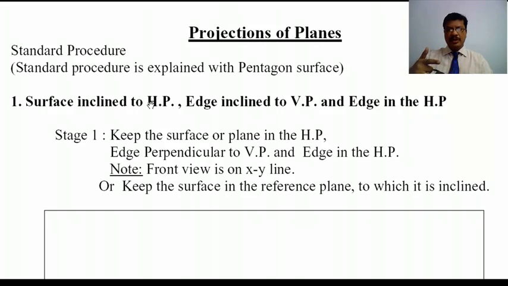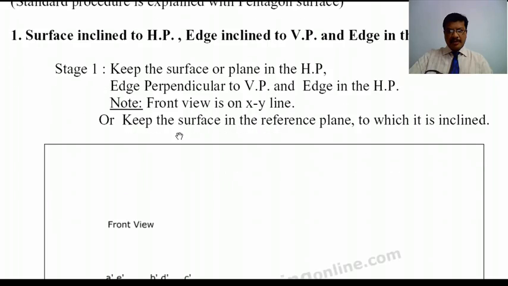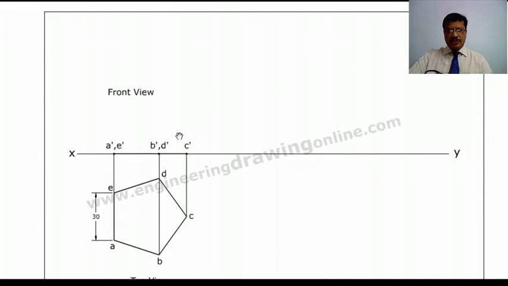Next we have to think about the edge. Edge is inclined to VP. So you keep the edge perpendicular to VP. So when the surface is parallel to any of the reference plane, then the surface is said to be in the simple position. Always we have to consider the simple position in the first stage. So here I am drawing the simple position of the solid.